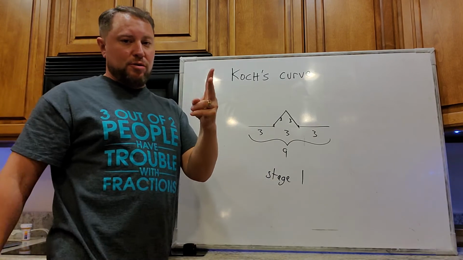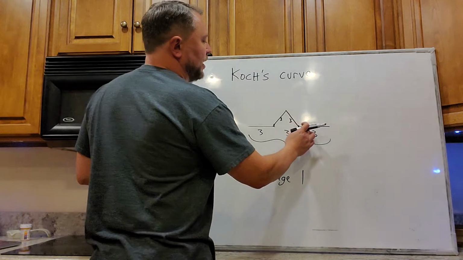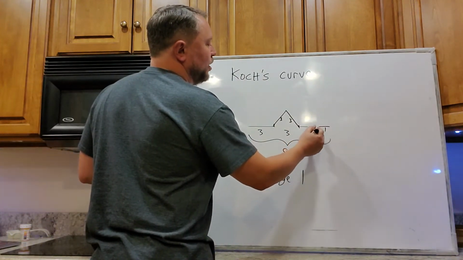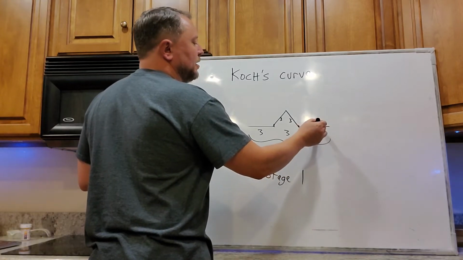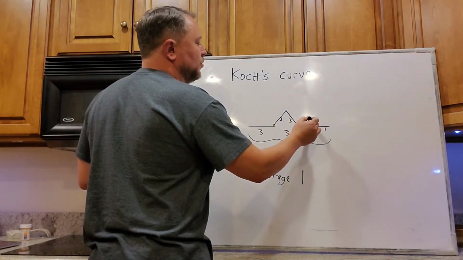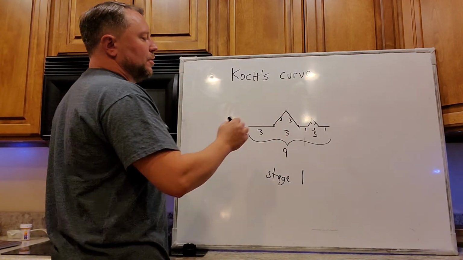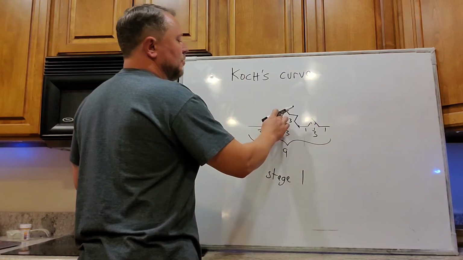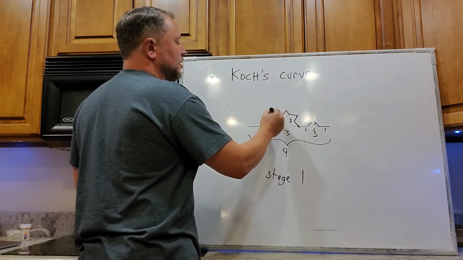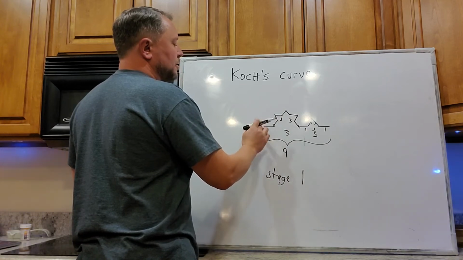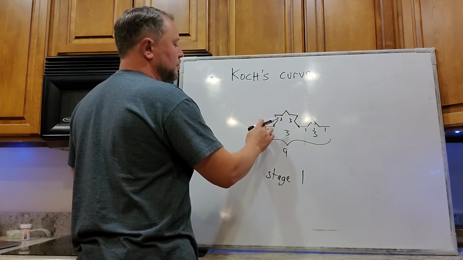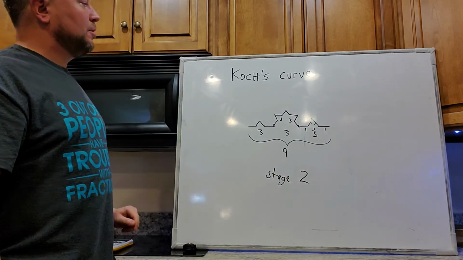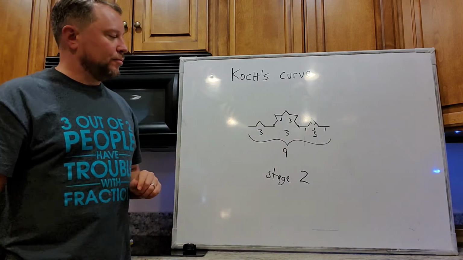So for stage 2, I would have to take this 3 and trisect it. So I would split it into 1, 1, and 1, and again grow a spike in the middle. That's 1 and 1 as well. So I would do that here. I would do that here. I would do that here. And I would do that here. So there is stage 2 of a Koch's curve.